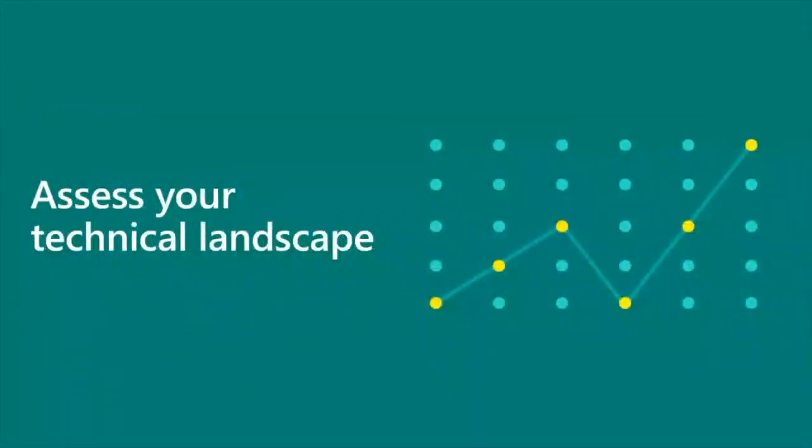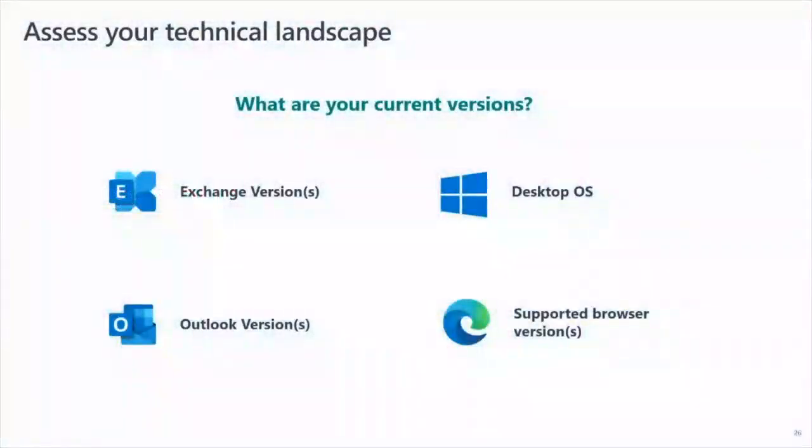So in terms of technical landscape, these are the 4 main areas that you need to focus on. Because it's working with server-side synchronization, you need to have a look at the Exchange version that you are operating. You need to look at the desktop OS version, the Outlook version, and also your supported browser versions.